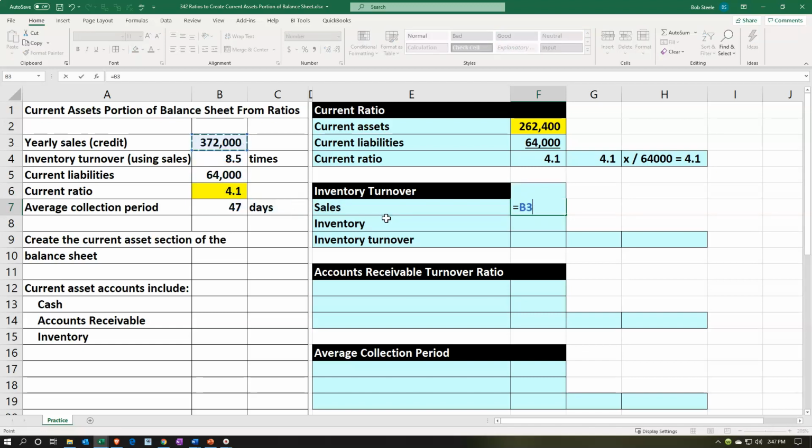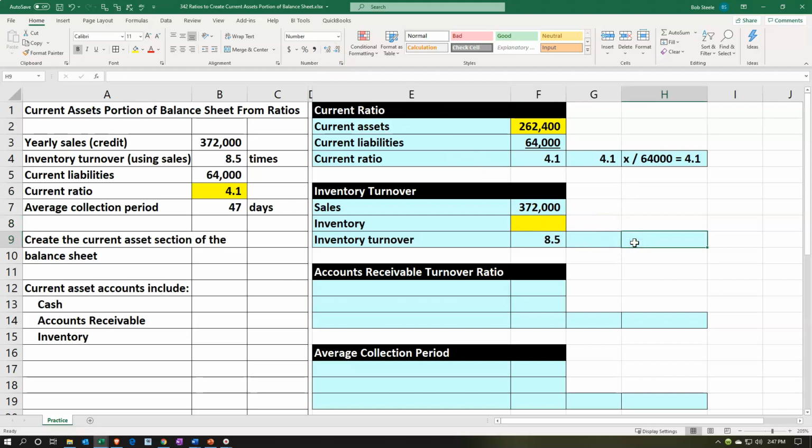So we're then going to be picking up the sales. Sales, they gave us. The inventory is what we do not know, so I'm going to make that yellow. And then I'm going to say the turnover is what they gave us, the 8.5. Let's go ahead and add a decimal, Home tab, Numbers, add a decimal at the 8.5. Then we can solve for the inventory.